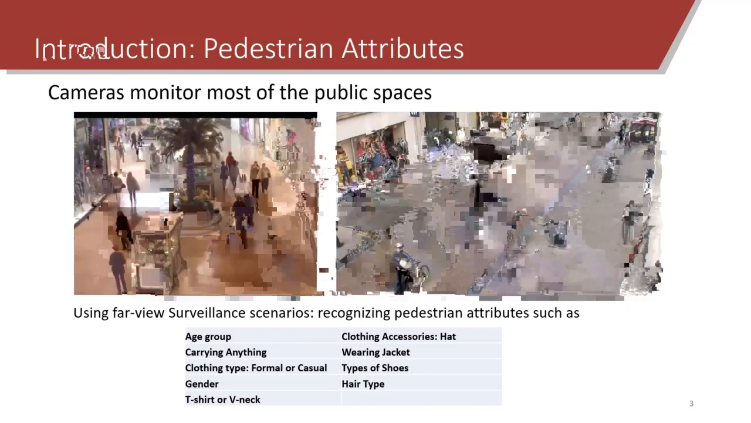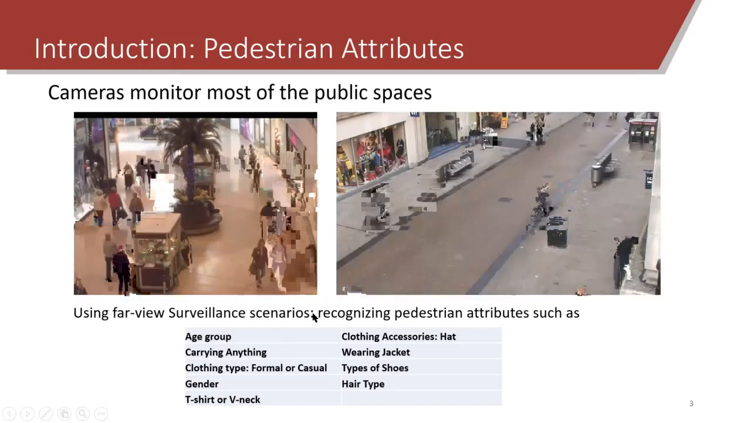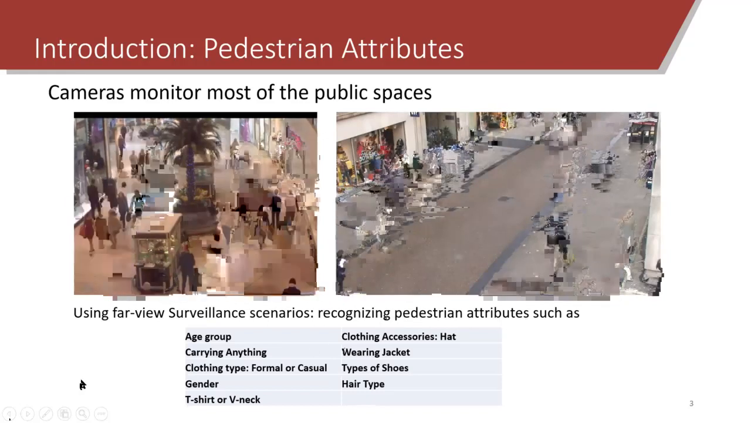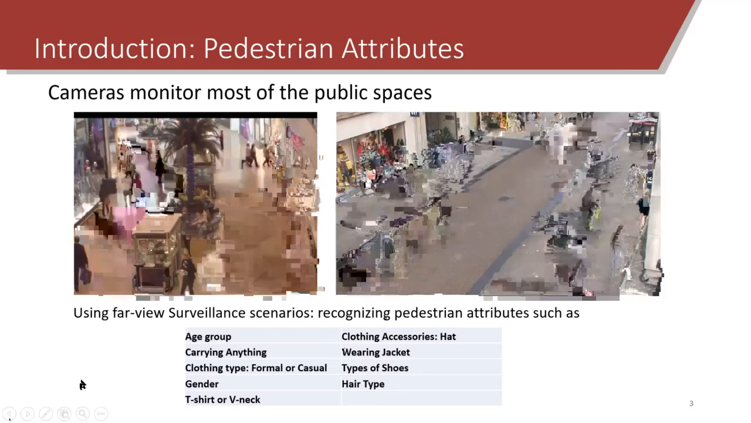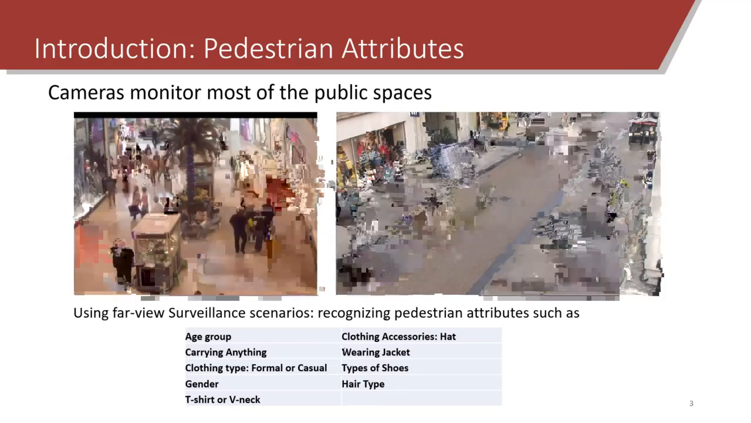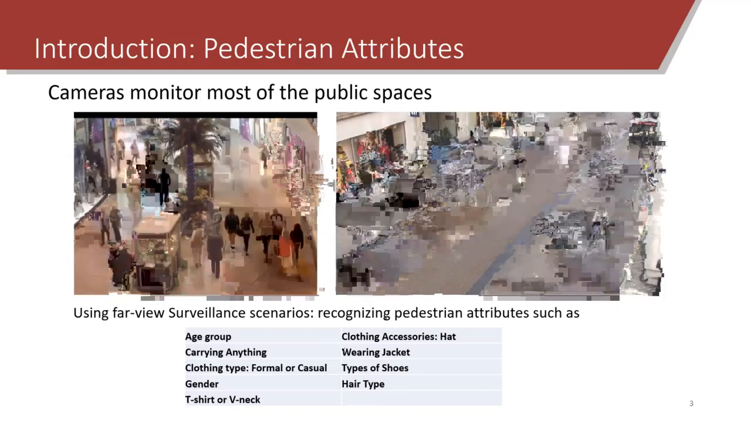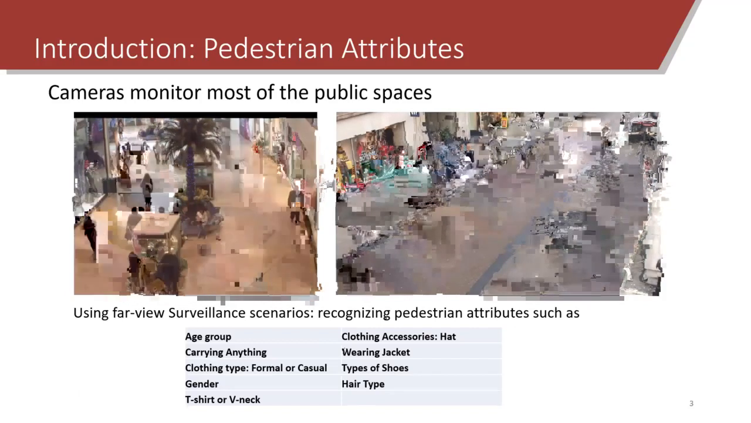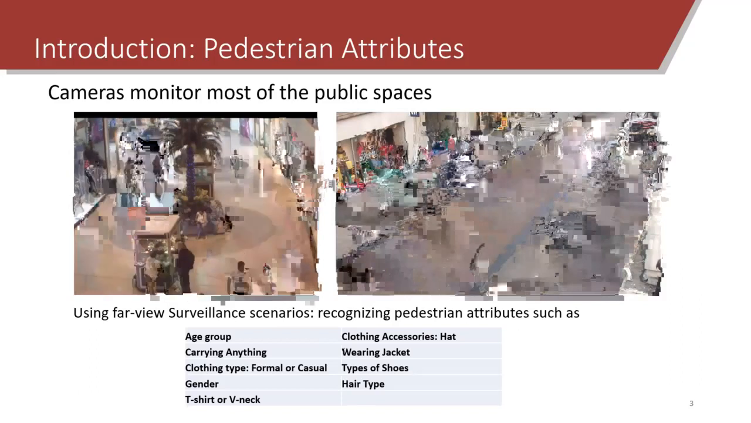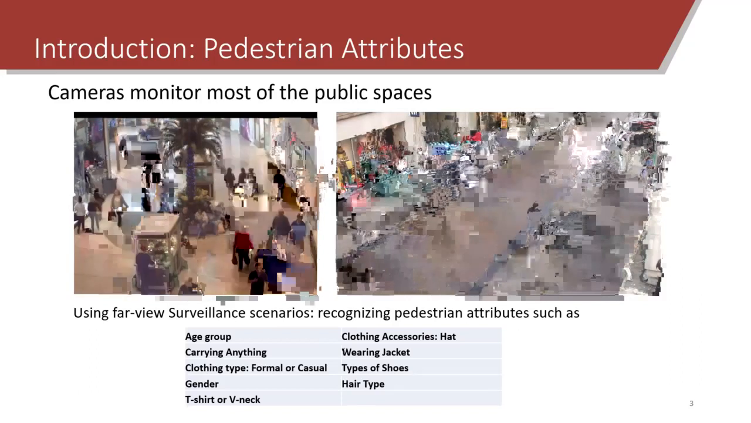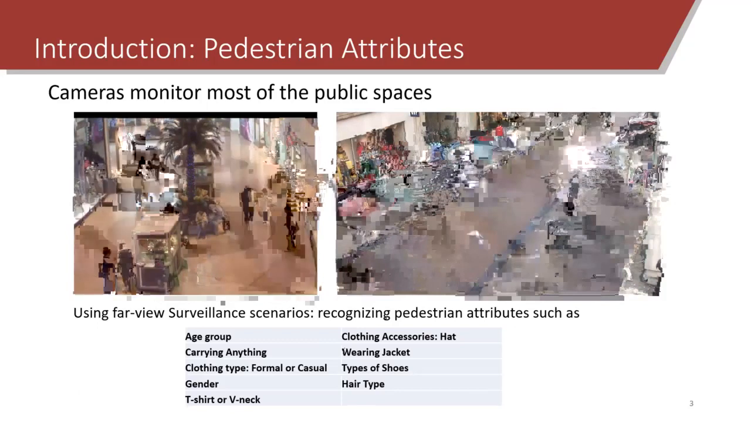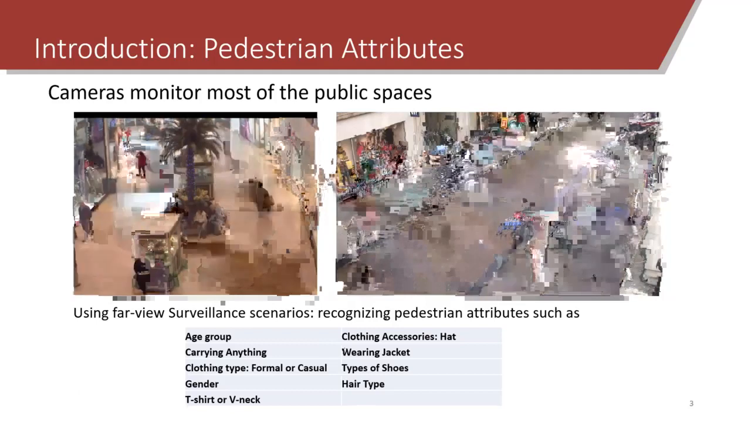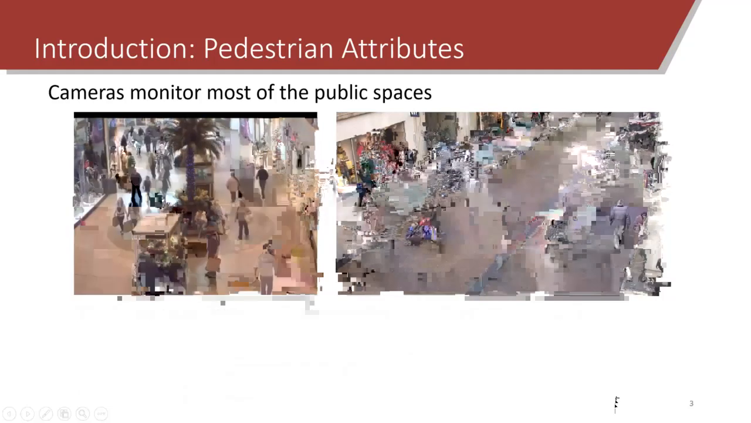So our problem of focus is recognizing pedestrian attributes such as age group and clothing accessories such as wearing a hat or a scarf, wearing a jacket, types of shoes, hair type, carrying anything, or even the clothing type, is it formal or casual, gender, the types of shirts worn, are they t-shirts or v-neck. Okay, so this is the focus of the work.